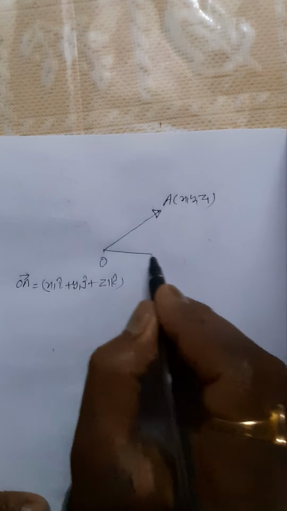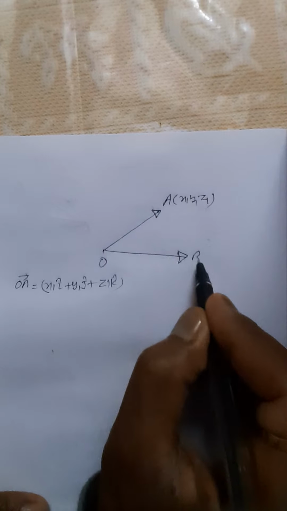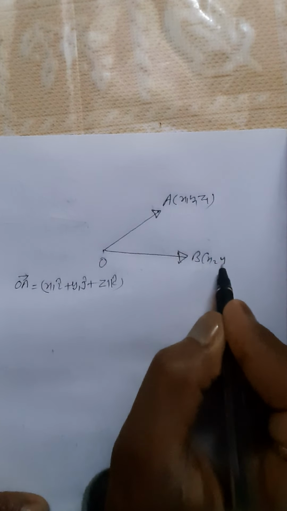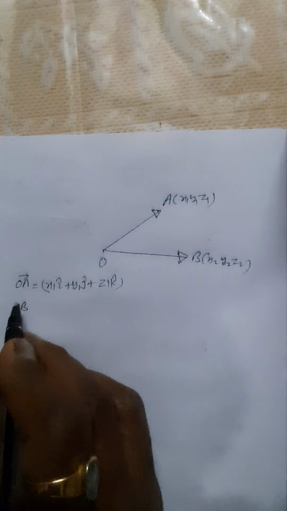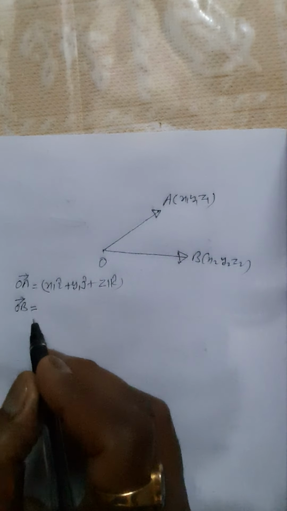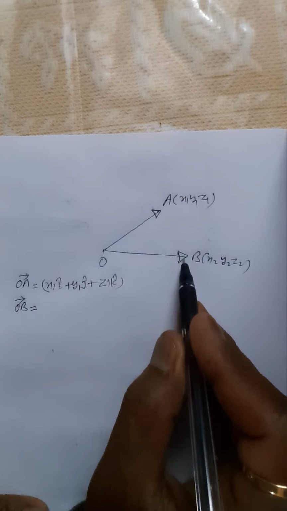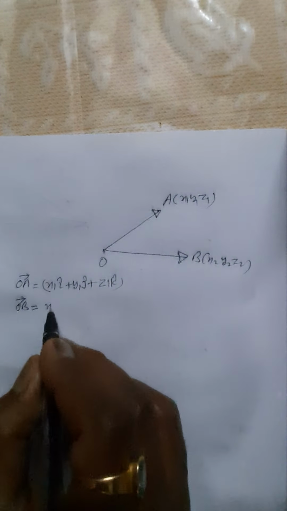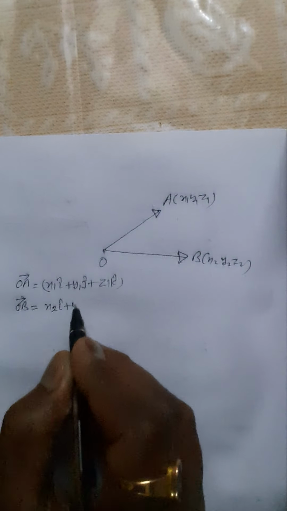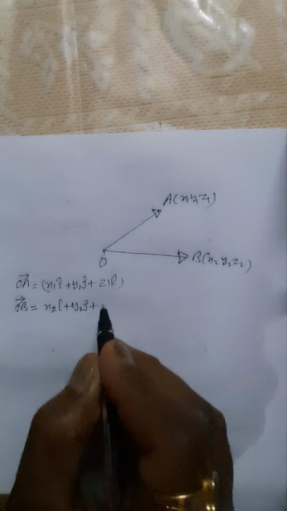Similarly, if there is another point B whose coordinates are x2, y2, z2, so the position vector OB. Why is this called the position vector? Because they are defined with respect to the origin. So x2i plus y2j plus z2k.